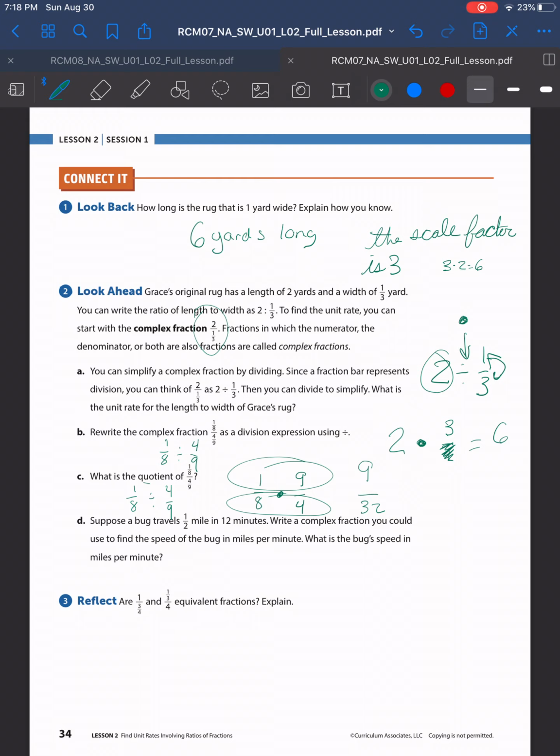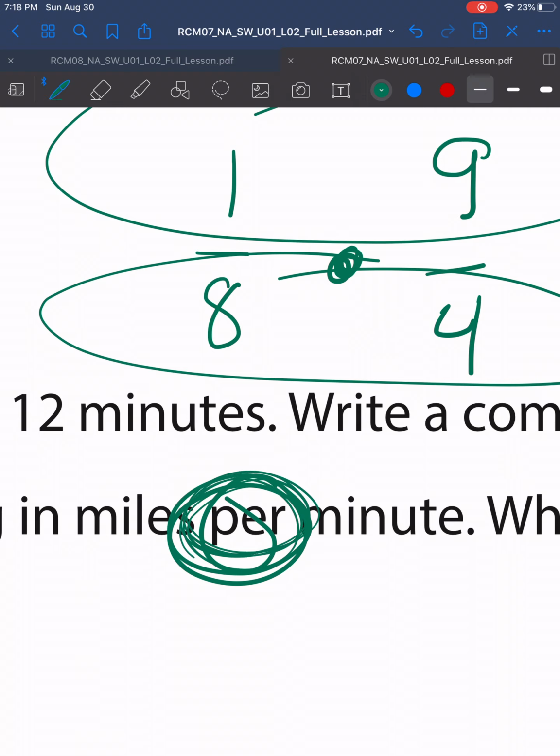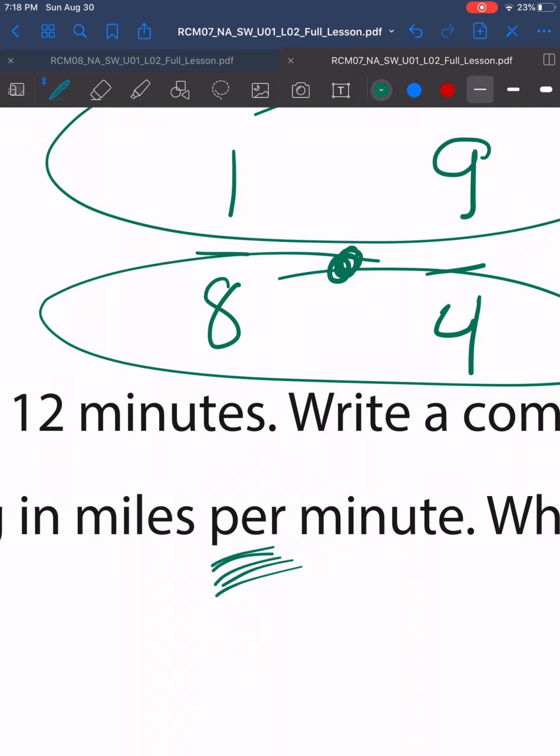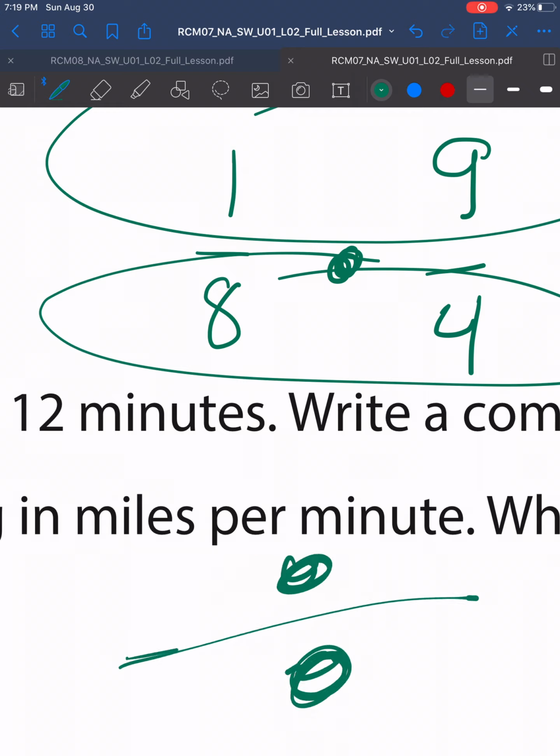Suppose a bug travels half a mile in 12 minutes. Can you write a complex fraction to find the speed of the bug in miles per minute? Okay, huge thing here: per means divide. It always will. Miles per hour, feet per second, okay? Per means divide. What does it mean? Divide. Per means divide. Okay, get that through your skull.